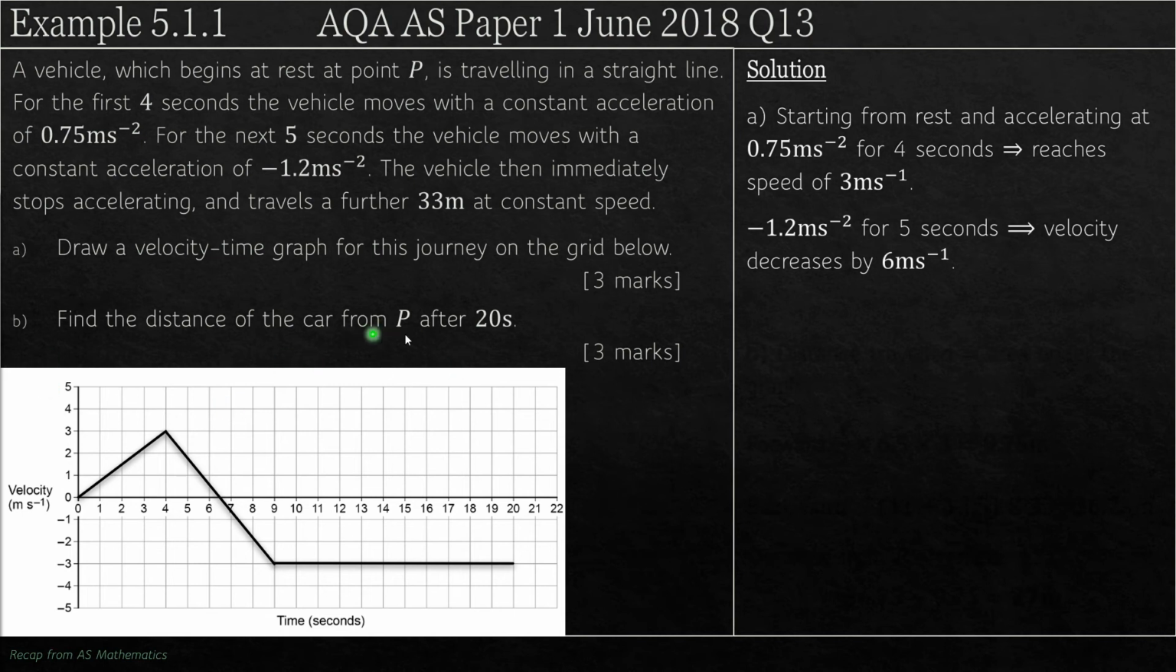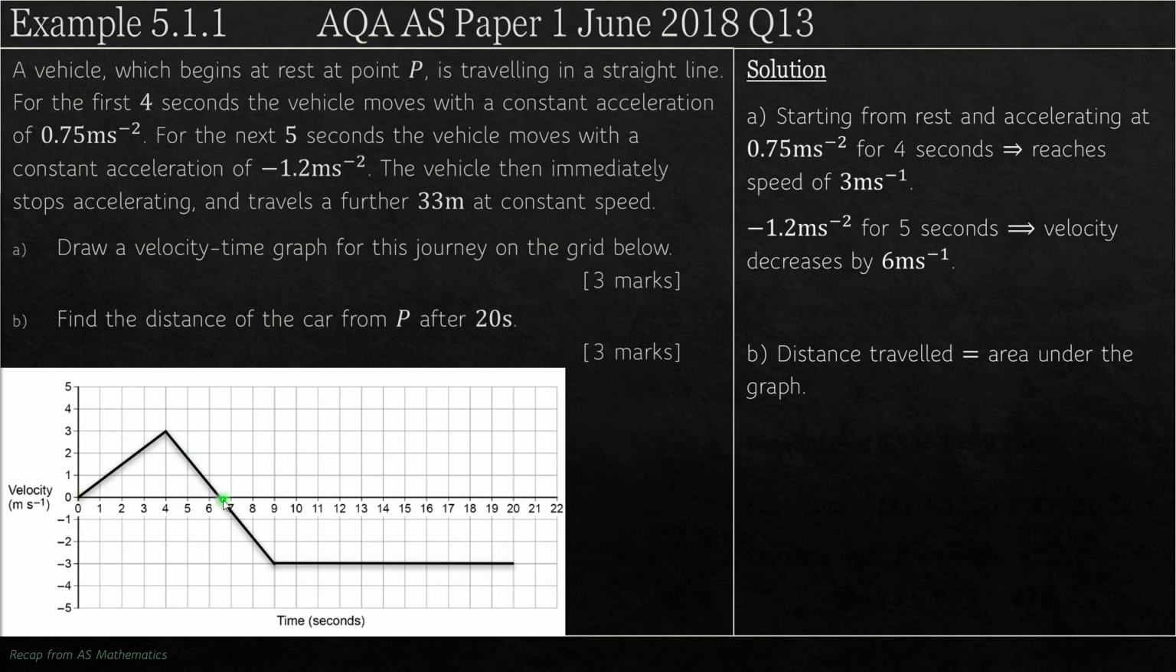We want to find how far is it away from P. Now P is where it started. Our strategy here is to use the area under the graph because that is the distance traveled, and we must also think about its move forward and its move backward. We need to take that into account. So let's find the area under the first section of the graph. How far did it move forwards?